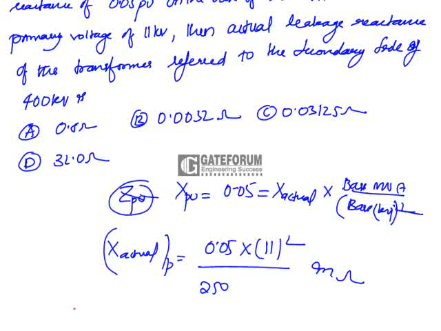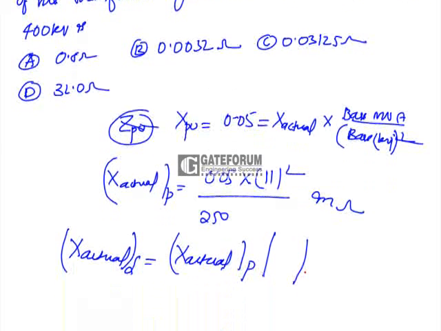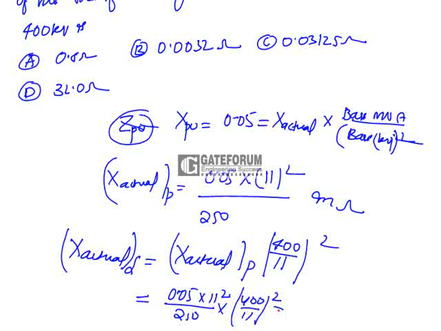If it is referred to the secondary side, that is the 400 kilovolt side, what is its leakage reactance? X actual on the secondary side is equal to X actual on the primary side into the transformation ratio whole square. What is the transformation ratio K here? 400 by 11 whole square, when the primary is referred to the secondary side. So this is equal to 0.05 into 11 square divided by 250, into 400 by 11 whole square. So this is equal to 32 ohms. Option D is the correct answer.